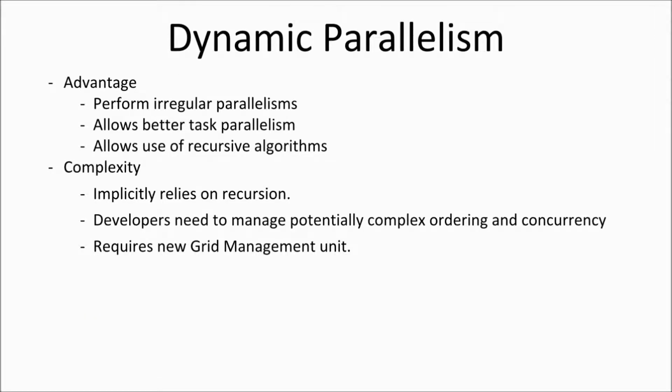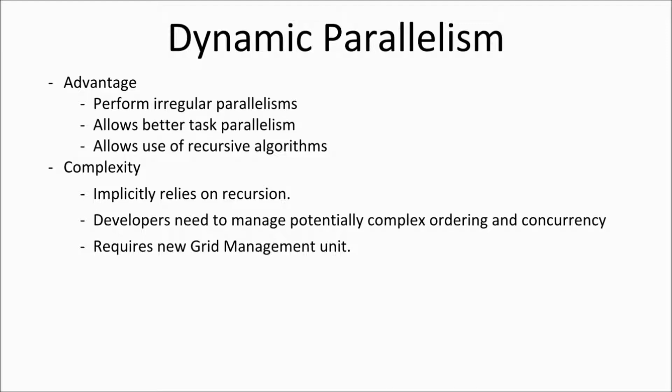Here are a couple advantages of dynamic parallelism. It allows you to perform irregular parallelisms quite nicely, where irregular parallelisms are problems that don't really have a nice, well-balanced behavior and are usually hard to divide into independent subtasks. It also allows for better task parallelisms. The GPU has become more autonomous, and this allows the CPU to queue or request more tasks on the GPU with little or no management overhead. Dynamic parallelism also provides you access to powerful recursive algorithms that were not possible in the previous architecture.